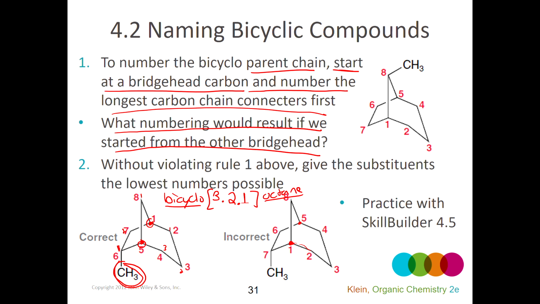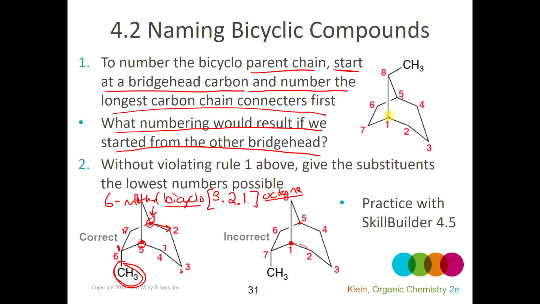So I have to follow these rules. I have to start numbering carbon 1 on a bridgehead. I have to start numbering into the longest loop first between bridgeheads. And then if I keep going, whichever bridgehead I start on that gives me the lower number for my substituent is the correct numbering. So this would be 6-methylbicyclo-3,2,1-octane. This one here would be 8-methylbicyclo-3,2,1-octane, because I still have to follow the same 2 rules.